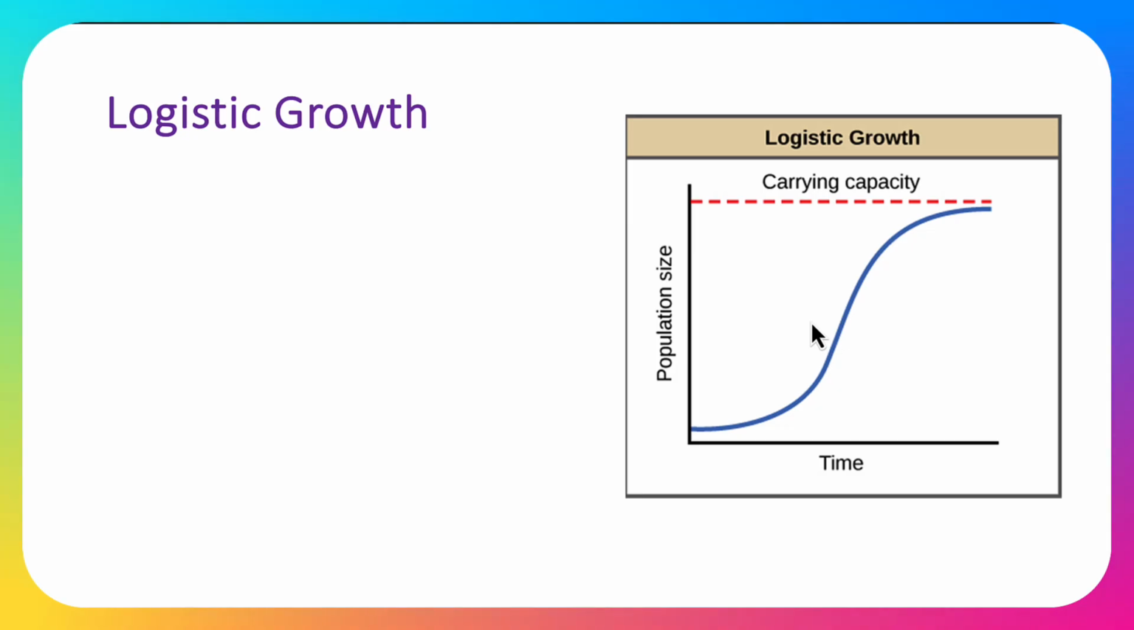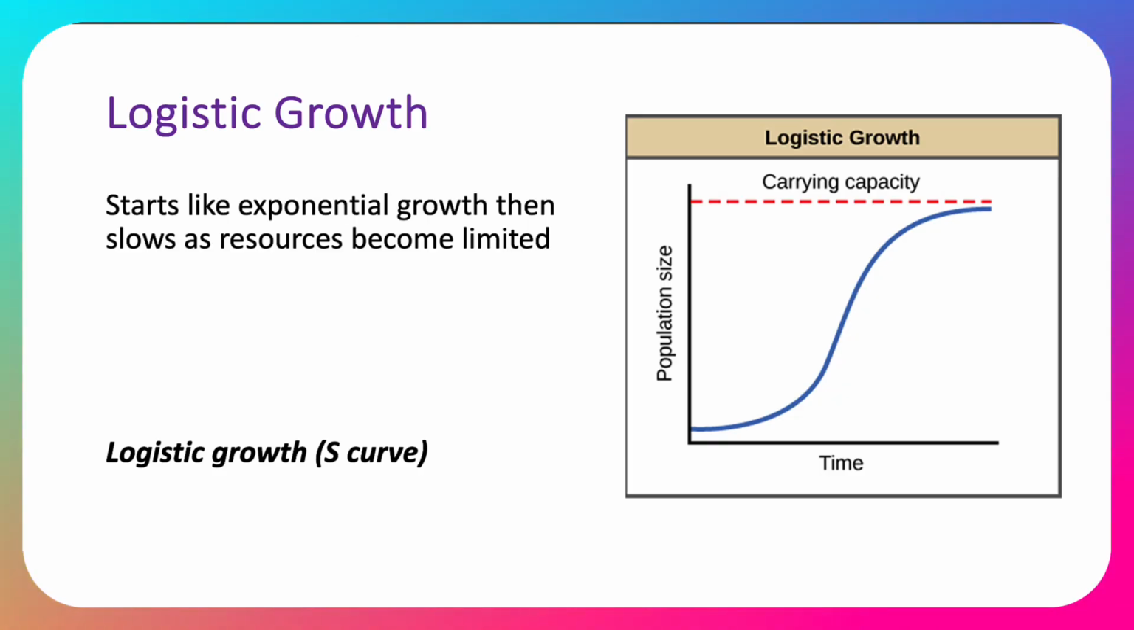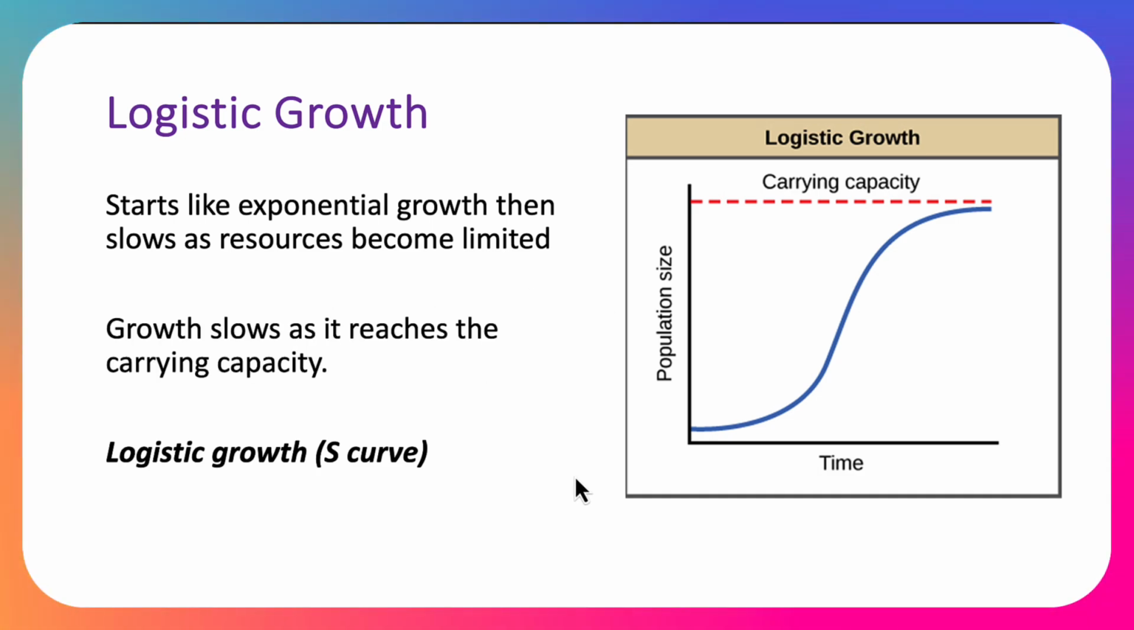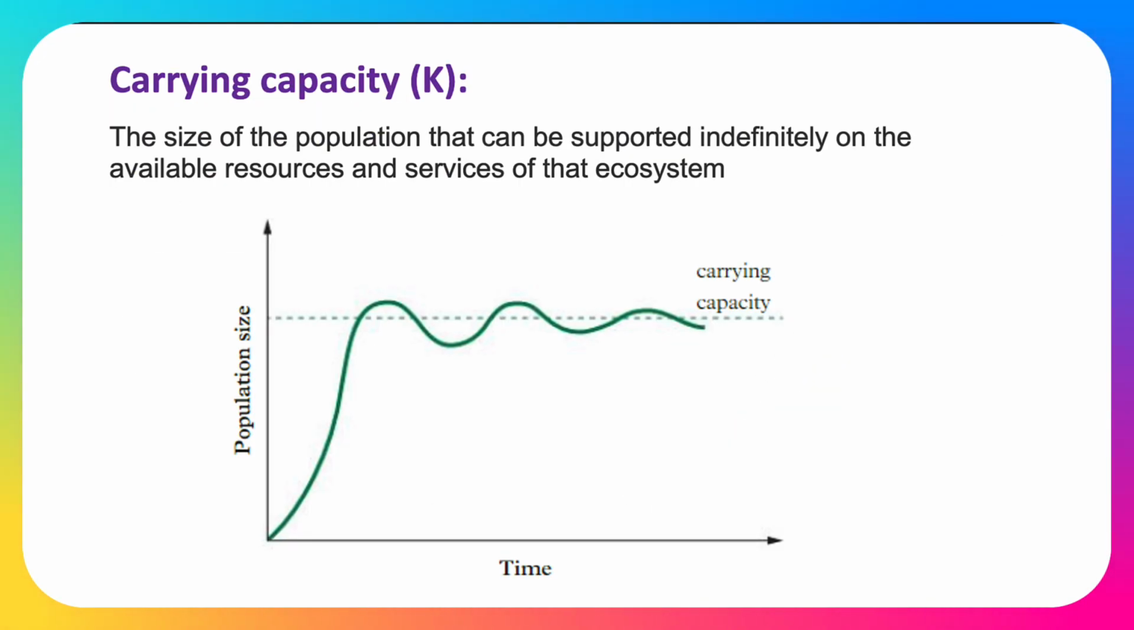But the other option becomes logistic growth. This is where we have a different type of strategy, a different type of organism. This is the one that tends to oscillate around this thing called carrying capacity. Now, I'm going to define carrying capacity in a moment, but what we see here is it starts like exponential growth, then it slows as the resources become limited. Growth slows as it reaches the carrying capacity. So it looks like an S, and we call that logistic growth. And what we see is that it then oscillates around the carrying capacity.